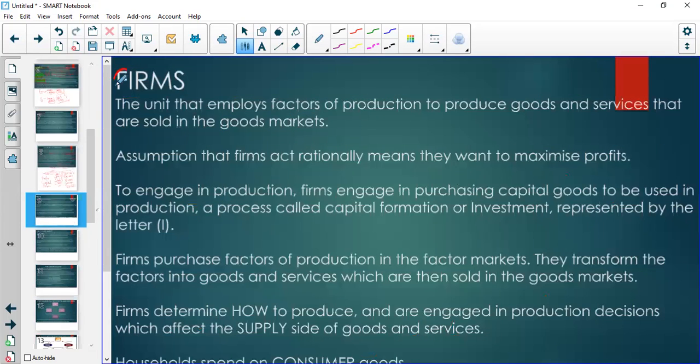Then we have firms. And we have discussed that they employ factors of production already. And we have an assumption that they act rationally. And as firms, that means they want to maximize profits. So when households act rationally, they want to maximize satisfaction. But when firms act rationally, they want to maximize profits. So that's an assumption.